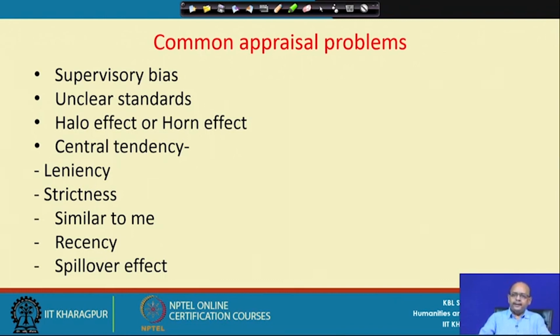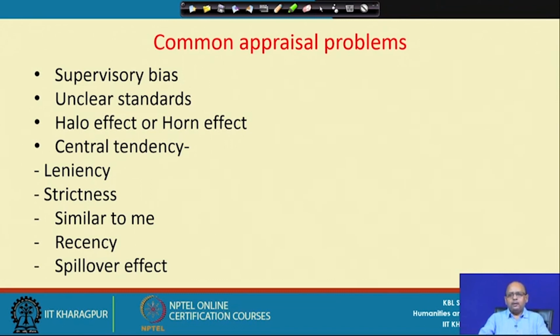Sometimes they become very lenient, so they give very good ratings. Sometimes they are very strict, so they give very bad ratings. Sometimes what happens is that if they find that the subordinate is meeting their characteristics, his expectations are similar to ours, then you provide a good rating to them. If he is not meeting your temperament, your characteristics, your personality, then you give a bad rating. Sometimes you look only at the recent performance, and based on this recent performance, you evaluate him fairly or badly. This is what we know as recency effect.